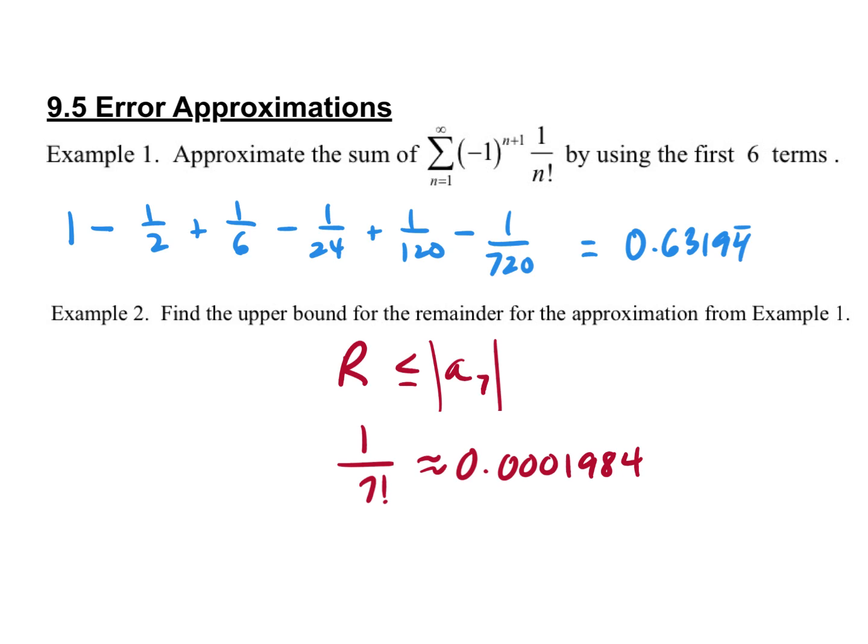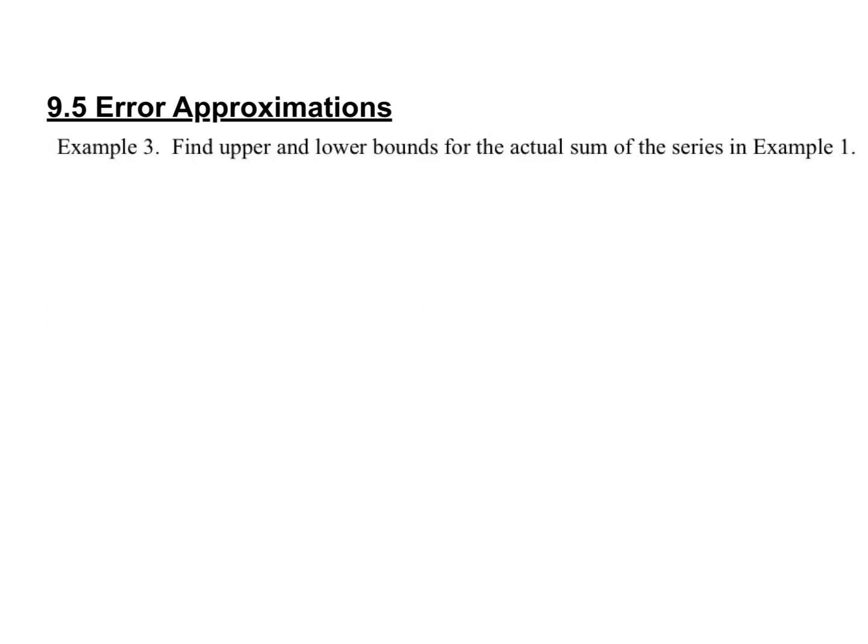Okay? So the next example says, find the lower and upper bounds for the actual sum. So now we're going to take that remainder and use it to figure out what's the possible upper bound for the sum and what's the possible lower bound of the sum. Let's create the interval for where the sum actually probably lies. And this is as simple as taking our 6th partial sum and adding the remainder to it. Then take our 6th partial sum and subtract the remainder from it. And that's where my bounds come from.